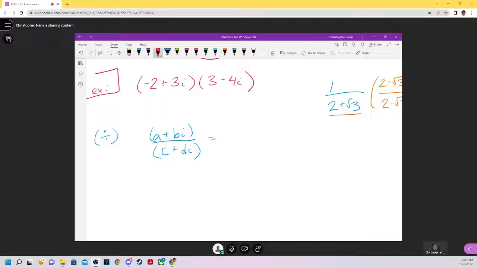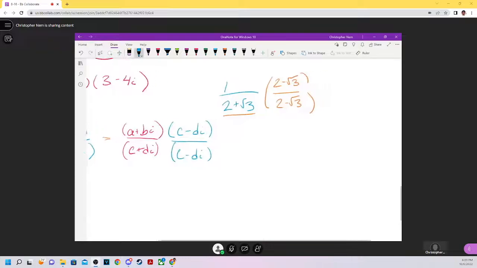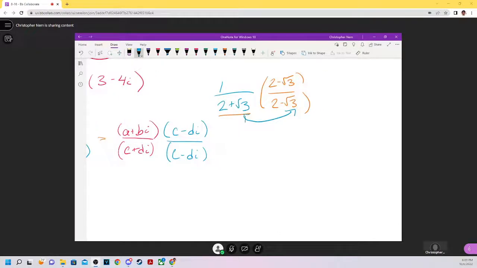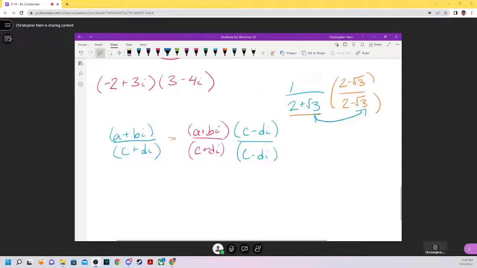If I treat it like a fraction, which a division is just a fraction, I can treat this as a plus bi over c plus di, all multiplying by, because I don't want to change the value, c minus di over c minus di. This should get rid of the imaginaries in my denominator. Similarly to how we got rid of our square roots in our denominator, this should get rid of the imaginaries. So let's actually calculate that out.